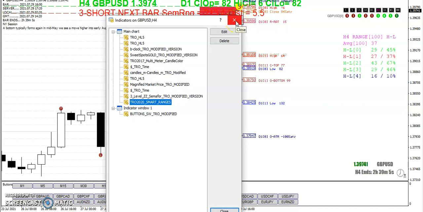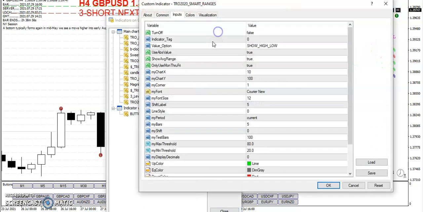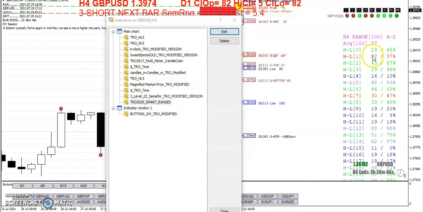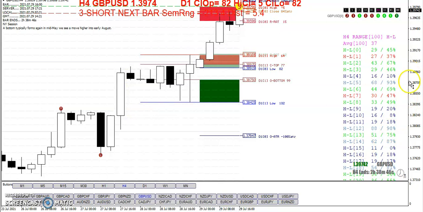Normally we have the current range and the 4 previous, and that's the default. But if you want all day, you could put 24 in there and basically have 24 ranges. Now on this particular chart, I'd have to move it up to fit them all.